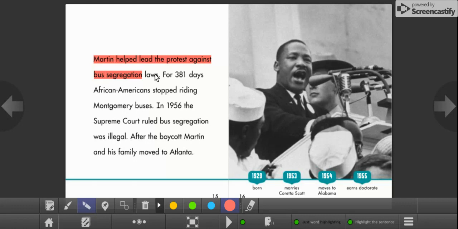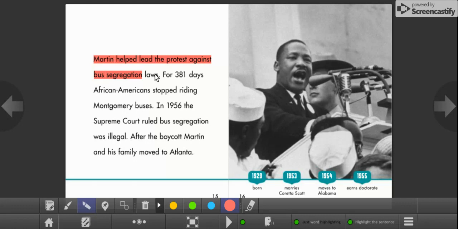Boycott is an academic vocabulary word that means to refuse to partake in something, usually for political reasons. So the people refused to take the bus, which was segregated. There's another academic vocabulary word. Segregation means the separation of people, in this context based on race.